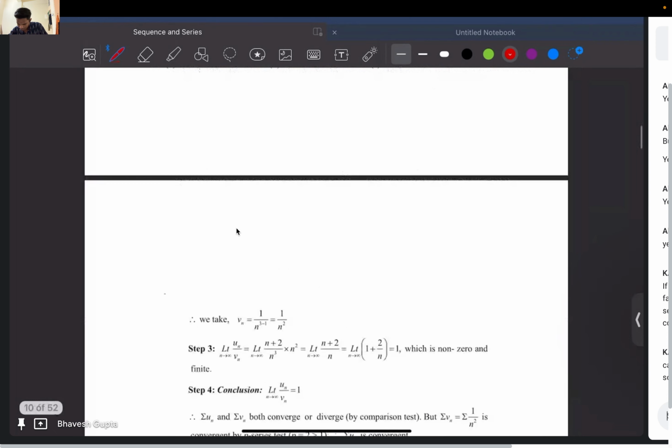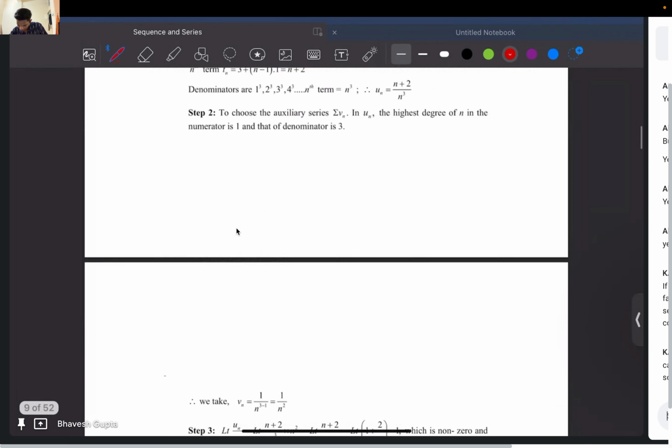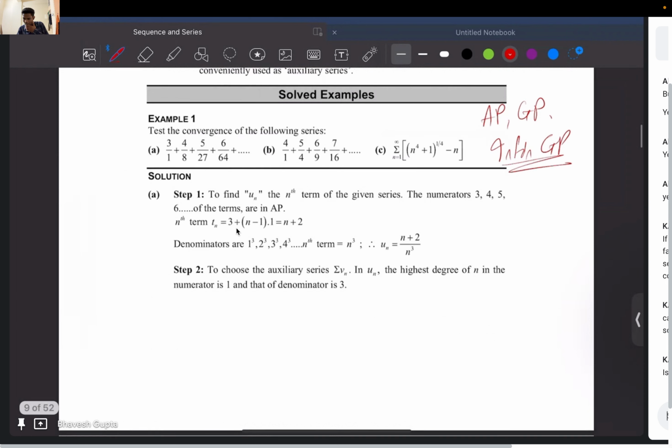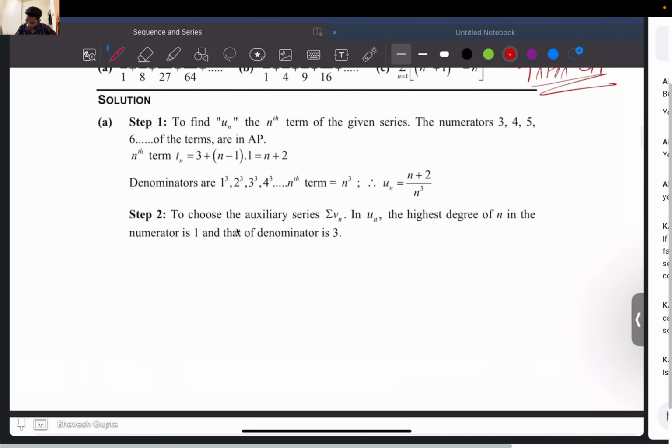I'm trying to show some important points. I hope everybody knows about this AP-GP formula, and especially the infinite GP formula. This would be much more helpful. And I would also emphasize whether you know this, that arithmetic mean is greater than geometric mean, right?